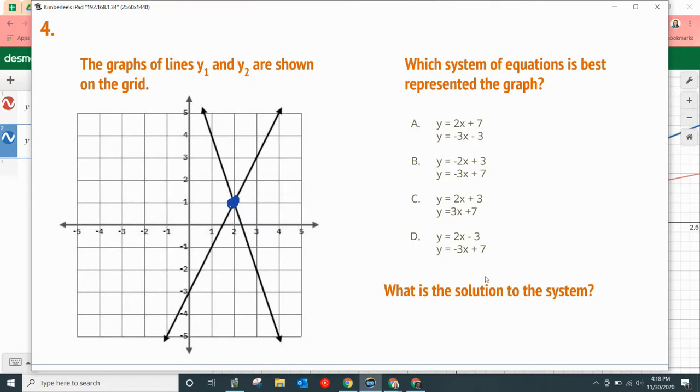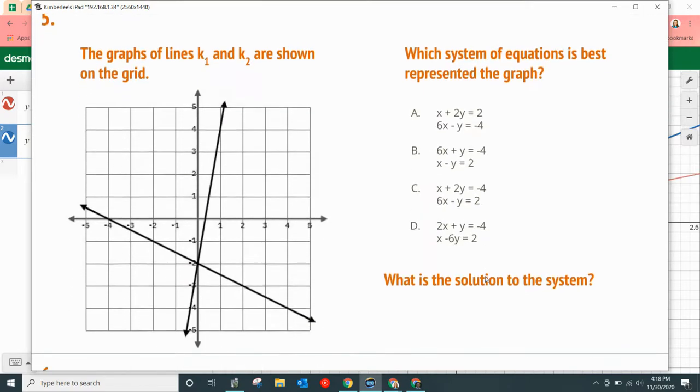The easiest thing, if your answer choices are already solved for y, is just to go through and type in both equations of A into Desmos. See if they match your picture. If they don't, cross it out. Move on to B. Type in those 2 equations into Desmos. See if they match your picture. If they don't, move on. Find them that way. That's the easiest way to solve a problem like this when your equations are solved for y, because Desmos will graph them for you. It's so easy. Let Desmos give you the picture.